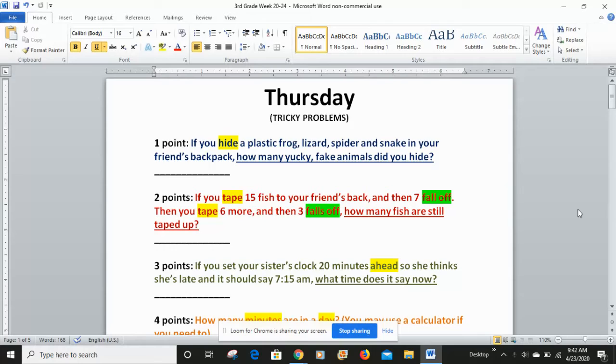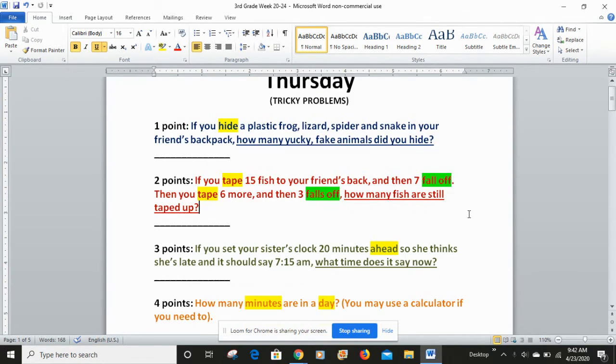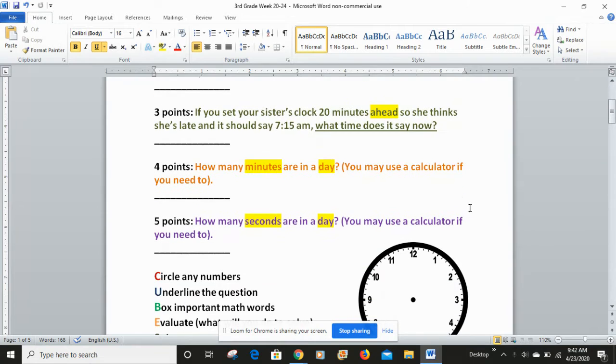Third graders, let's look at our matrix and see what we're working on for Thursday. It says tricky problems. So we're going to be working on some story problems and do some critical thinking about how we're going to read through these and solve these different story problems.